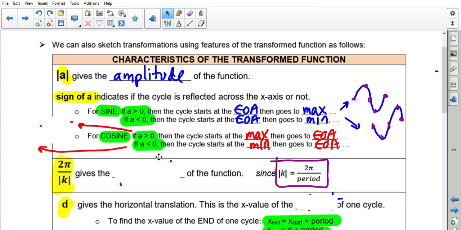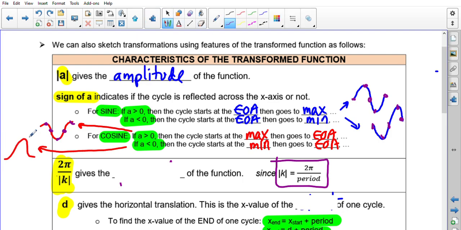For cos, if a is positive, then you know the cycle you're drawing will start at the max, and then it goes to its equation of axis. Okay, so it'll look like this. Its key points will be 1, 2, 3, 4, and 5. If the a value is negative, then the cycle will start at the minimum and then go to the EOA. So it's going to be the flipped U shape. So it'll start at 1, 2, 3, 4, and then back to its minimum. Okay, so that's very important to know.